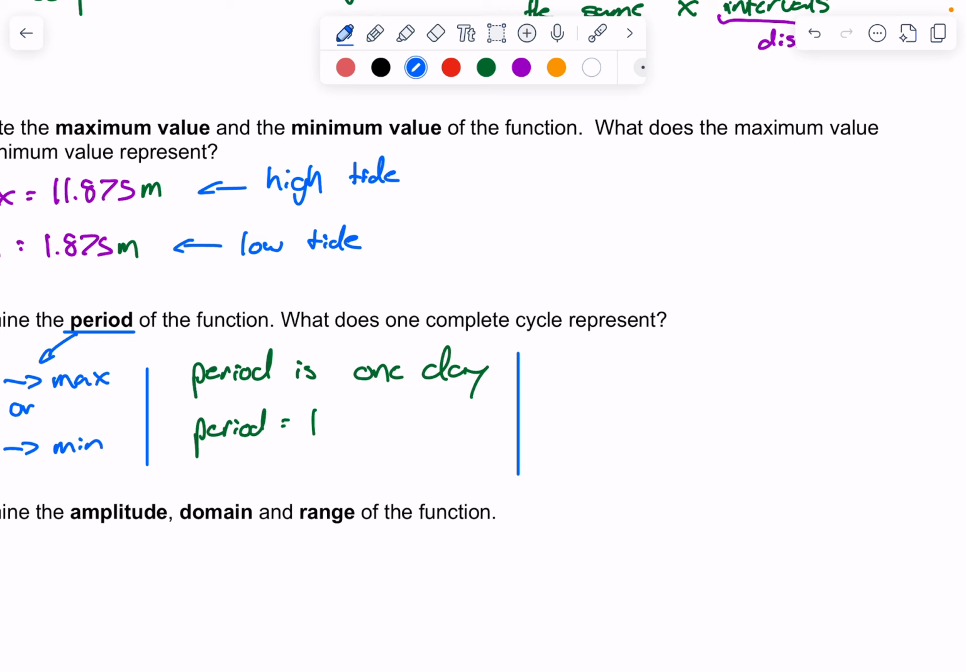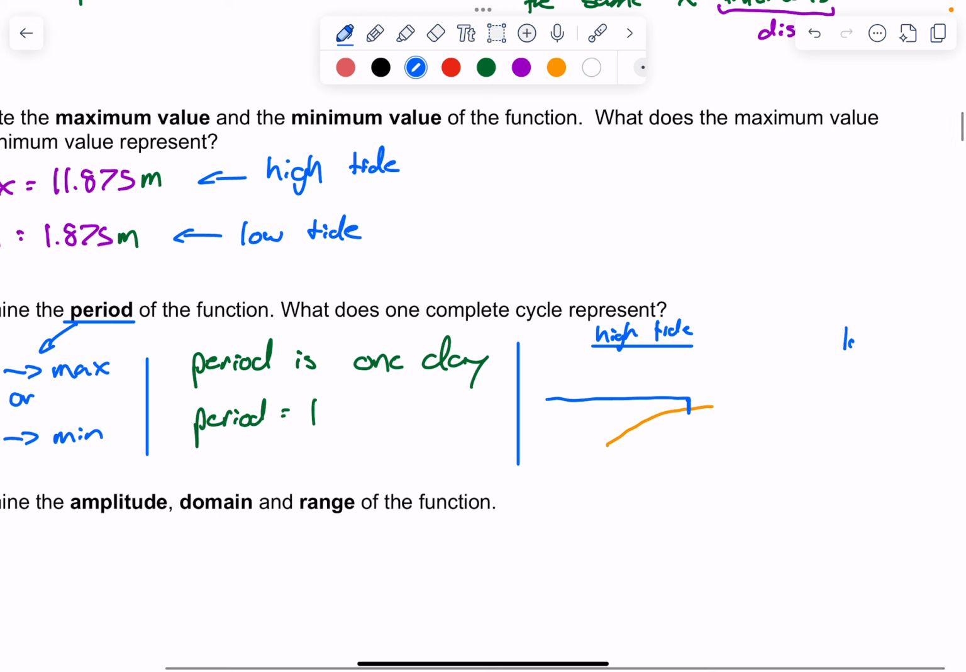So if you think about your beach, right? At high tide, you have the water. Let me draw a better beach. It's kind of more slanted like this. So at high tide, you're going to be way up here, right? And then at low tide, if this is the same beach, your water is going to be all the way down here.